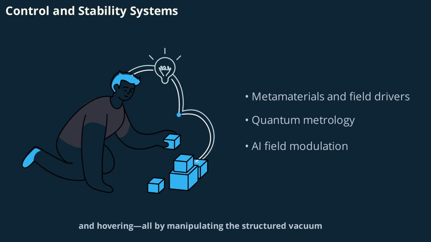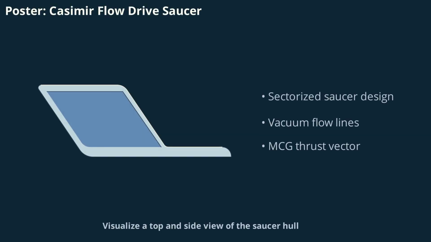Visualize a top and side view of the saucer hull, with radial sectors highlighted. Each sector contains Casimir cavity stacks and field driver blocks. Overlaid are vacuum flow lines showing an asymmetric MCG field, denser on one side, lighter on the other. Equations for Fick and a schematic MCG thrust vector complete the scene, illustrating the core propulsion concept.